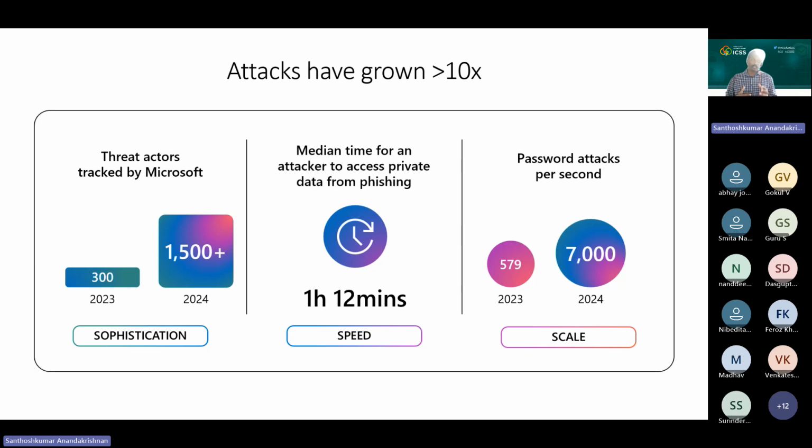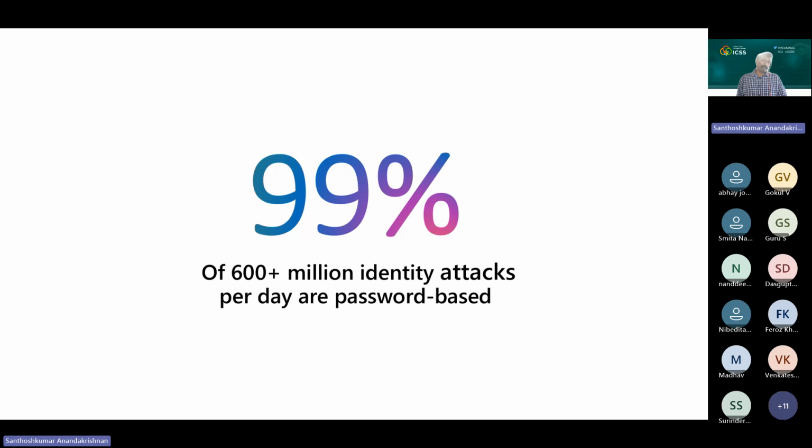If you look at the slide, for 2023, these statistics come from Microsoft. In 2023, Microsoft was able to track threat attackers at around 300. In 2024, it is 5 times higher. That shows the volume of cyber attacks happening across the world, and the speed is also getting faster, with attackers compromising data and gaining access to sensitive information. On scale, the number of password attacks per second has skyrocketed from 579 to 7,000 plus. In conclusion, attackers are now more sophisticated and faster and operating at massive scale. That leads us to adopt a strategy, and that's where zero trust comes in.